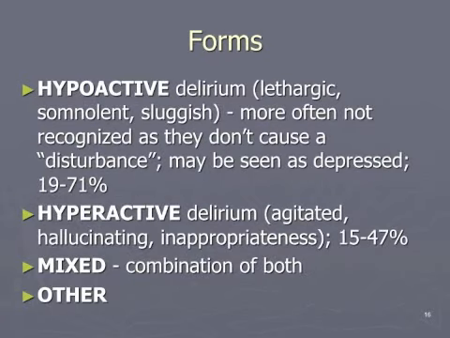So the forms of delirium are listed here. There's a hypoactive form, the hyperactive form, the mixed, and other, where there's really not a major change in the psychomotor activity. The one that is missed tends to be the hypoactive. These people are sluggish and sleepy and lethargic, and they don't cause a disturbance. They're not swinging from the chandeliers, so they're not picked up. They may be seen as depressed or showing poor motivation.